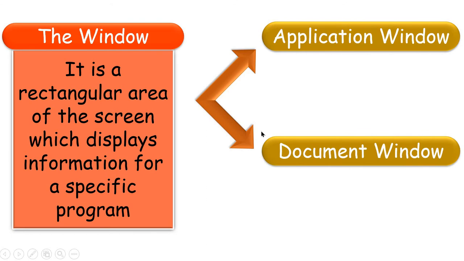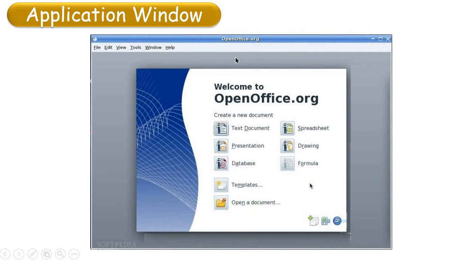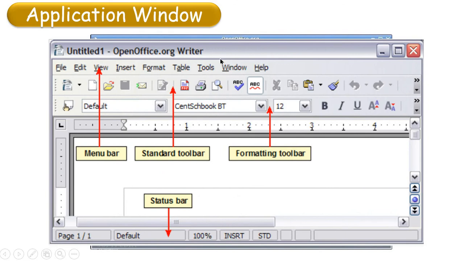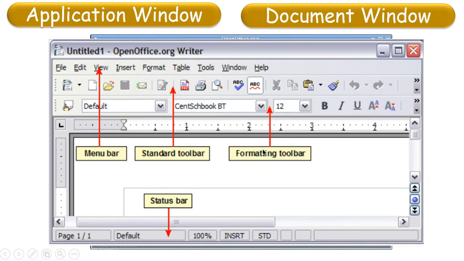The window. It is a rectangular area of the screen which displays information for a specific program. It is classified into application window and document window. Here I have opened the OpenOffice application. It's an application window. And in this window, when I open a text document, the OpenOffice Writer window will open. This is called a document window.